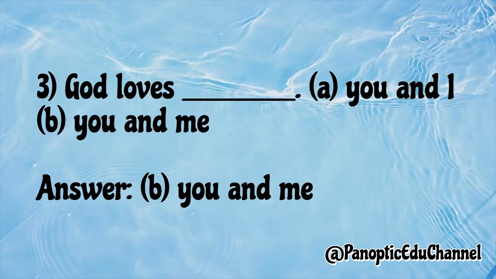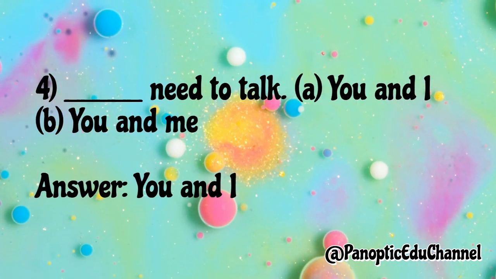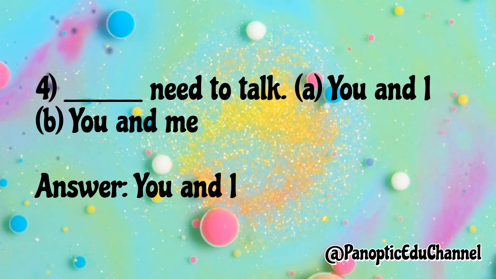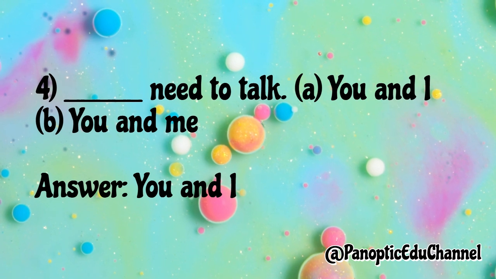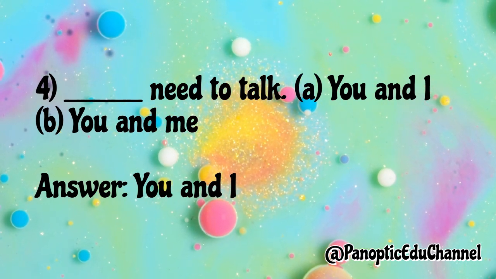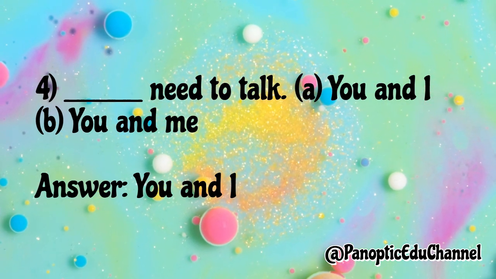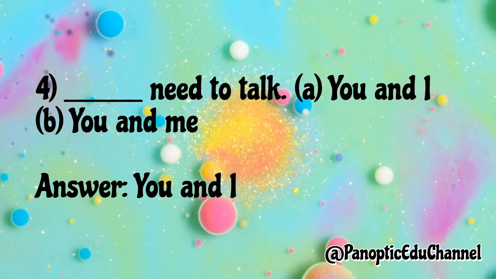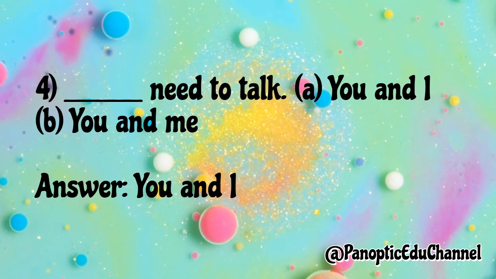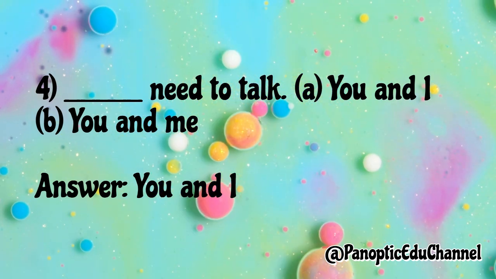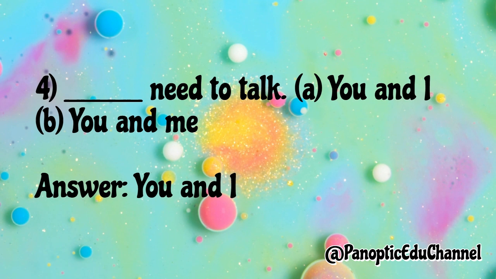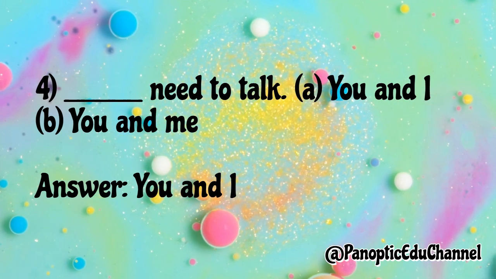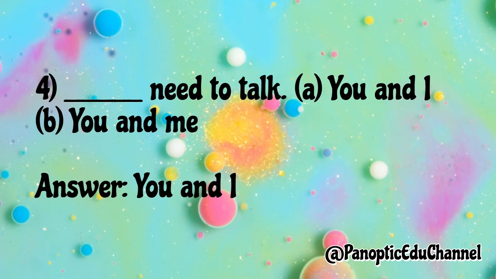Let's move to number 4. Dash need to talk. Let's start with the layman's rule here by separating the two situations. You need to talk. I need to talk. Therefore, you and I need to talk. We need the two pronouns to fill the space in a subject position. Therefore, we should simply say, you and I need to talk.